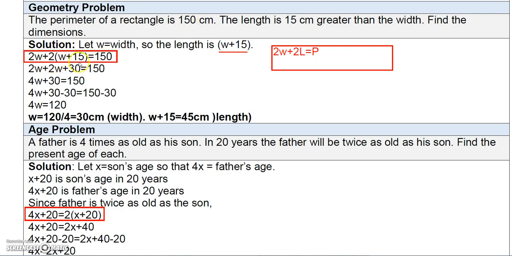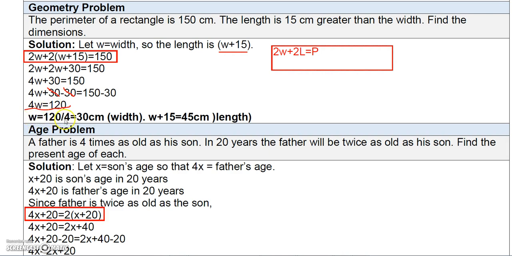So now if I simplify this, I can distribute the 2 and I'll get 2W plus 30, and then when you add these two W's together, you'll get 4W plus 30, and then bring down the 150. Now I can solve the equation by subtracting 30 from both sides. On the left-hand side it cancels the 30, and on the right-hand side 150 minus 30 is 120. So I get 4W equals 120, and then to solve for W, just divide both sides by 4, and 4W divided by 4 is W.